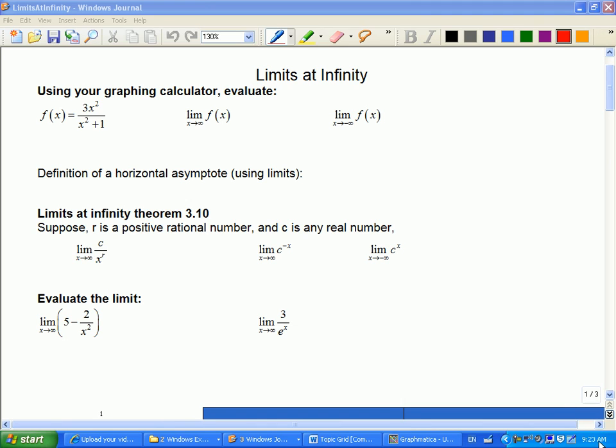So this lesson we're going to look at is to see what happens as we go to infinity with the limits. So today, rather than going to a constant, we're going to do something like this and look at the limit as x becomes infinite itself.